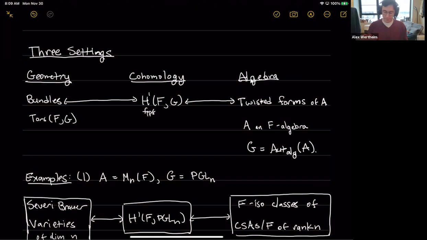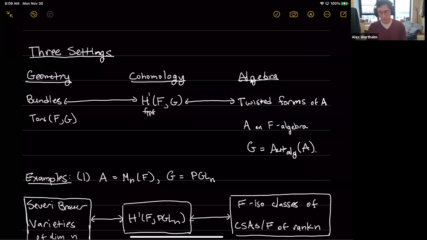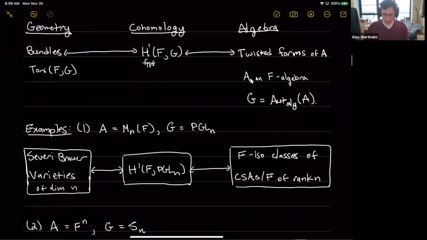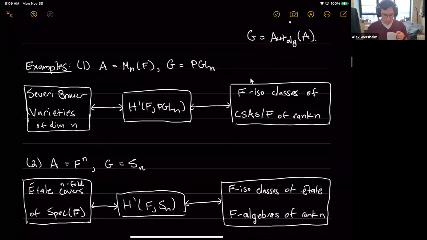And likewise, we have something coming from the algebraic side as well, which is if A is an F-algebra, and we take G specifically to be the group of algebraic automorphisms of A, then this cohomology set is in bijection with the so-called twisted forms of A, which is to say isomorphism classes of F-algebras such that when we pass to the separable closure, they become isomorphic to A. So some examples of this correspondence.